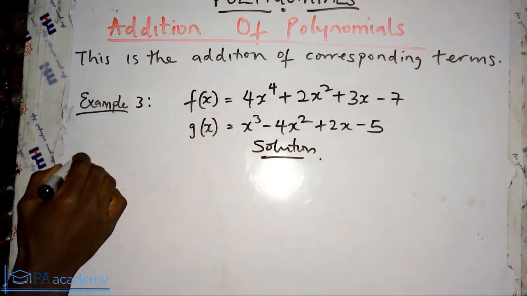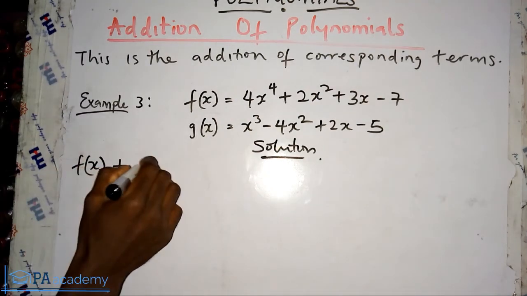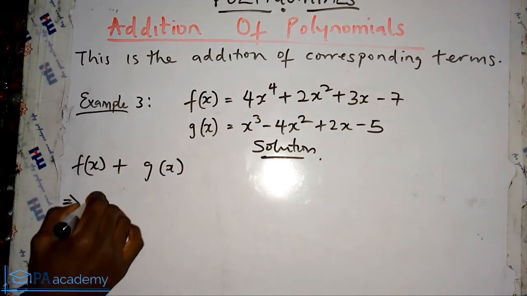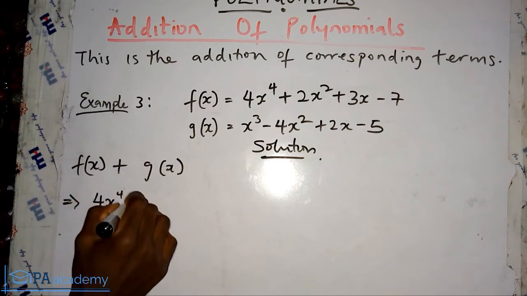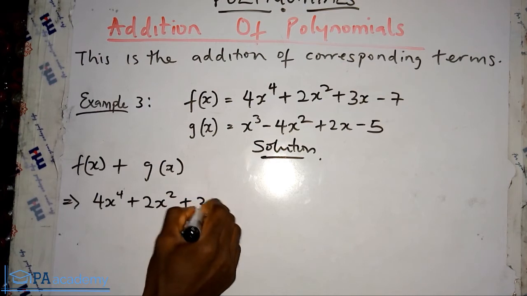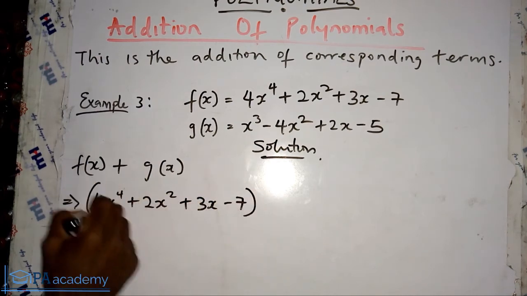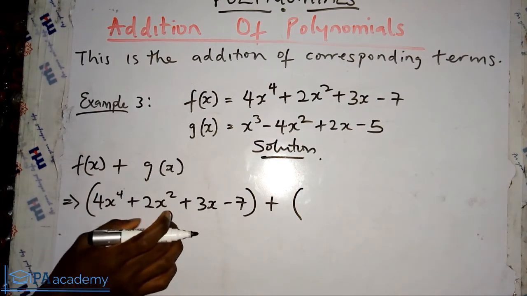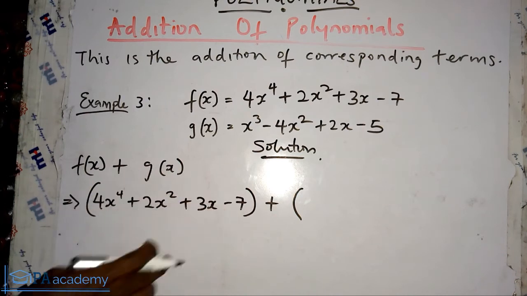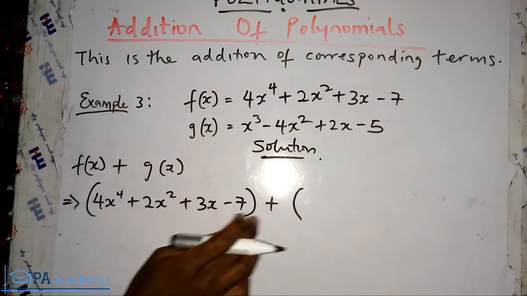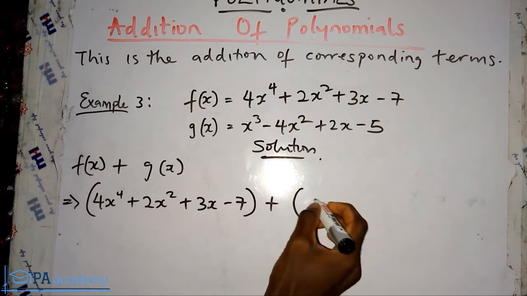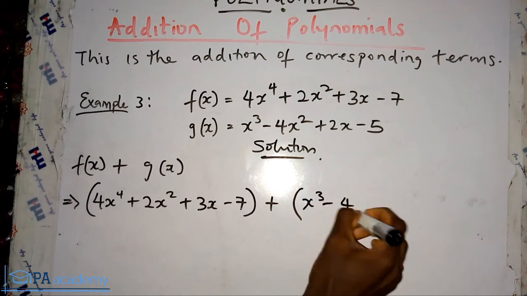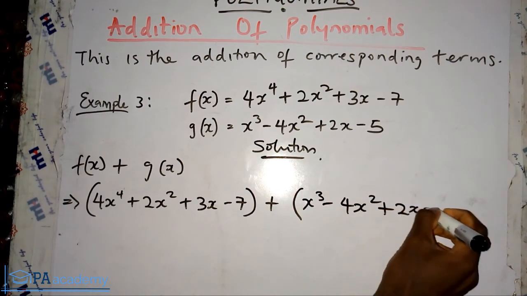So what we are doing now is we are looking for f of x plus g of x. So let's add it. For f of x, we are having 4x raised to power 4 plus 2x squared plus 3x minus 7. Let's put that into brackets, plus, I'm putting it into brackets to make it easier and for us to be used to it, so that when we start looking at subtraction, putting it in brackets will be very beneficial to our calculation, so that we don't make mistakes. Now for g of x, that will be x raised to power 3 minus 4x squared plus 2x minus 5.